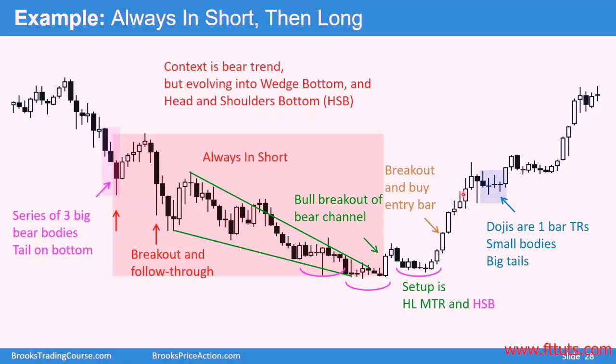Over here, the tails are starting to become prominent, the bodies are getting small. Each doji is a 1-bar trading range, and here it's forming a pullback. When I refer to an attempt at a reversal as a pullback instead of a trading range, that means I believe the trend will resume instead of reverse. Each one of these bars is a 1-bar trading range, a doji bar, and together they form a slightly bigger trading range.